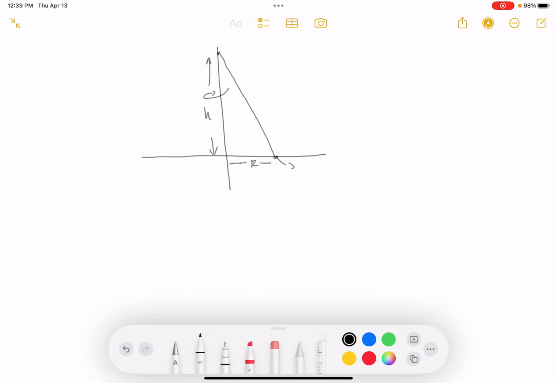Let me put the points down for you. The point over here is (r, 0), and this point over here is (0, h). When I rotate this around, it's going to form a cone. The way I'm going to do this is by a method called shells. So I'm going to put the shell here, rotate that around, and it's going to create a shell. I'm going to add all the shells together.